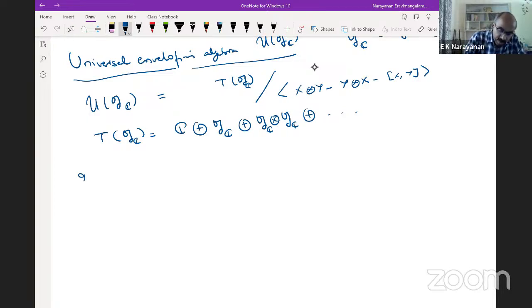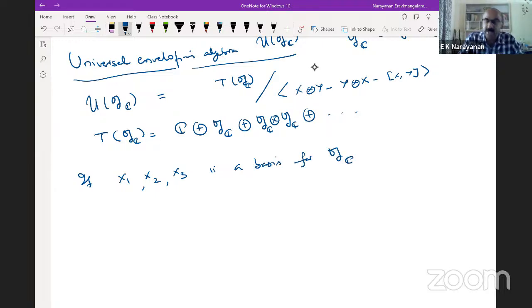So if x1, x2, x3 is a basis for GC, because it's three-dimensional, but these are all general facts. Depending on the dimension of GC, you take that many vectors as a basis for GC over C. This is an ordered basis. I'm telling you what is x1, what is x2, and so on. There is a first one, a second element, and so on, and you use the same order to make monomials.